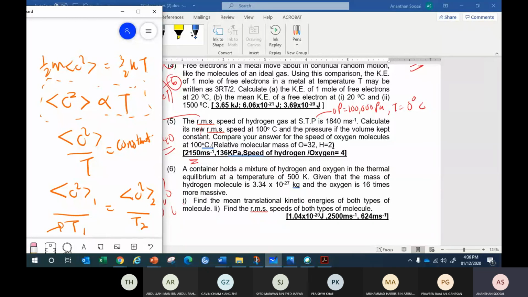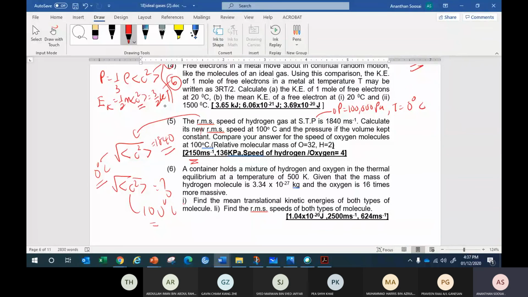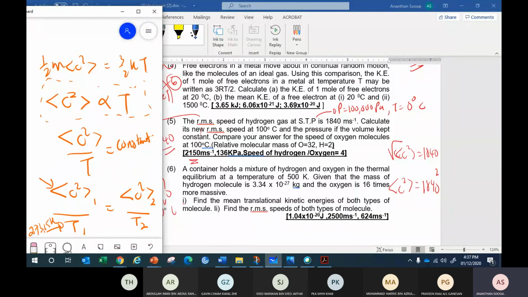So for T1, the first situation, how much? 0 degrees Celsius. That means 273.15 Kelvin. Mean square speed for the temperature 273.15 Kelvin, how much? The 1840, what do you do? This is root mean square speed. Mean square speed, how do you find? Root mean square speed is 1840. So mean square speed is what? 1840 square, right? Yeah, so here you put 1840 squared.